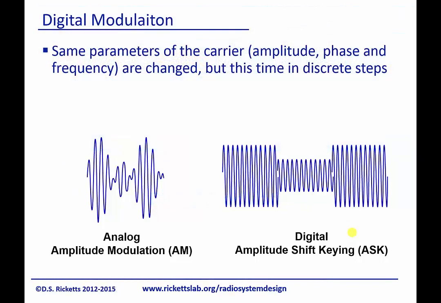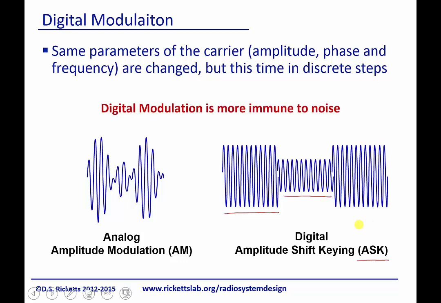So the basic idea of digital modulation is that instead of using an analog time-varying envelope, we simply use a binary change of state. Here's an example of amplitude shift keying, where we have one amplitude and then another amplitude, and we do this in discrete steps. Part of the reason to do this is that digital modulation can be more immune to noise.